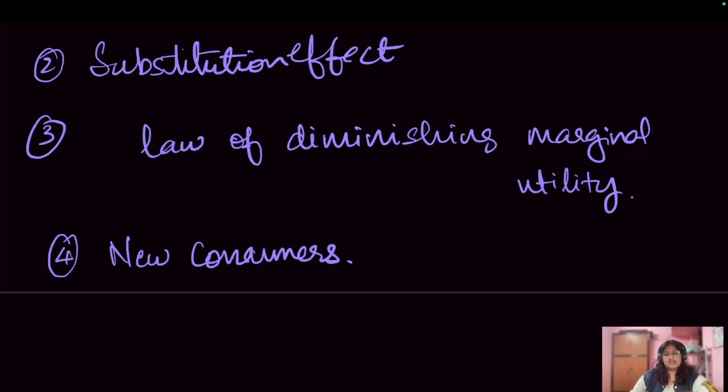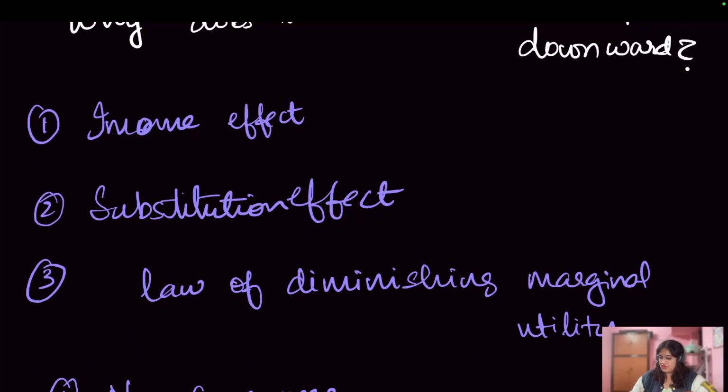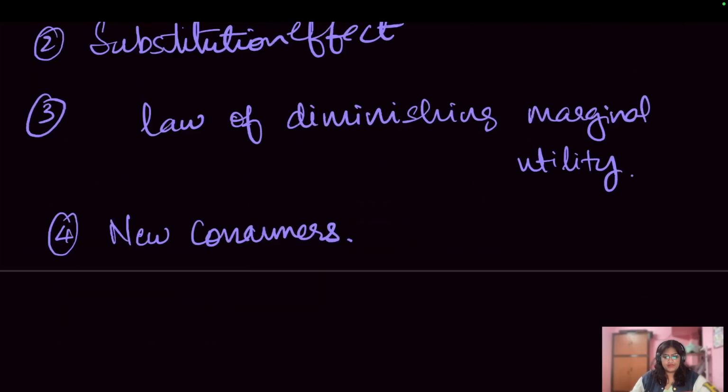So what happens here is when the price falls, people who previously could not afford these products are now able to purchase them, or their purchasing power will increase. So now they will also enter the market and start buying these products again. So that is the fourth reason why you always have a demand curve sloping downwards.